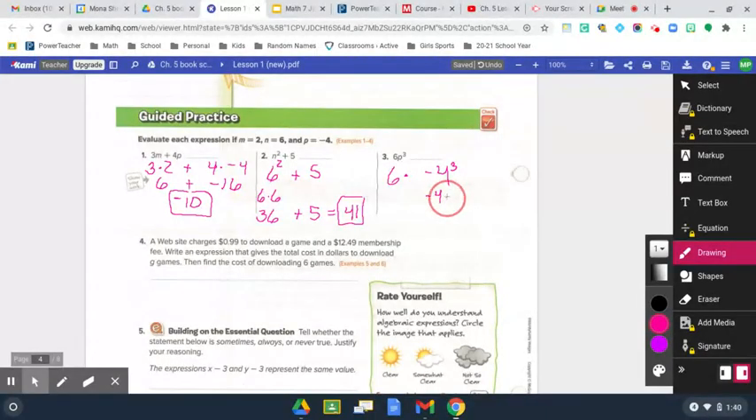Negative 4 times negative 4 times negative 4. You have to multiply it by itself 3 times. And each of those times, make sure the negative is with the 4. Negative 4 times negative 4 times negative 4. Okay, so let's do the first two. Negative 4 times negative 4. When you multiply two negatives together, you get a positive. Positive 16.